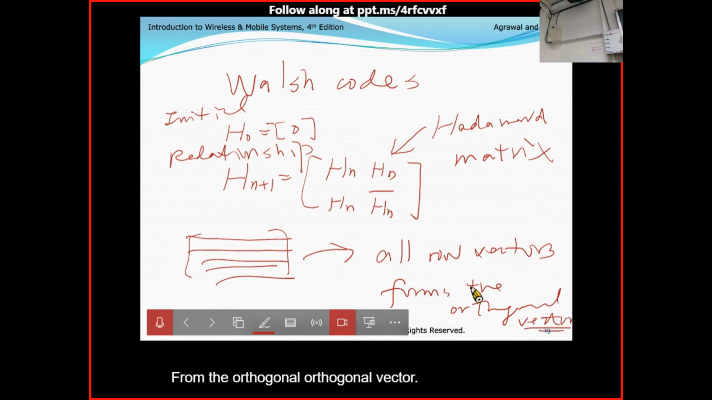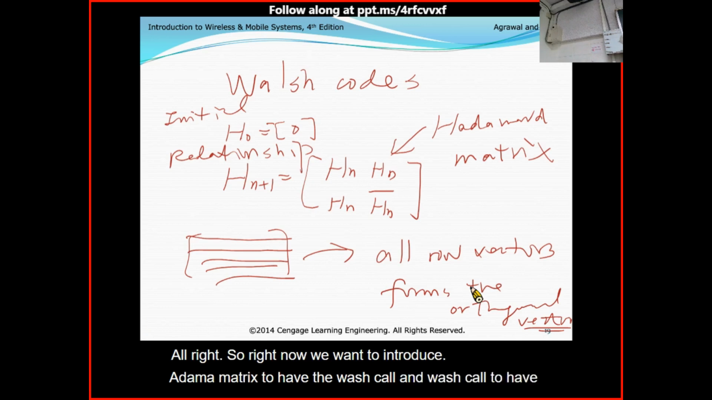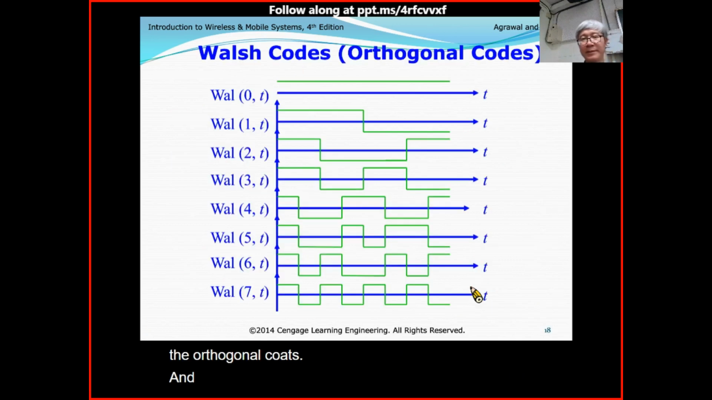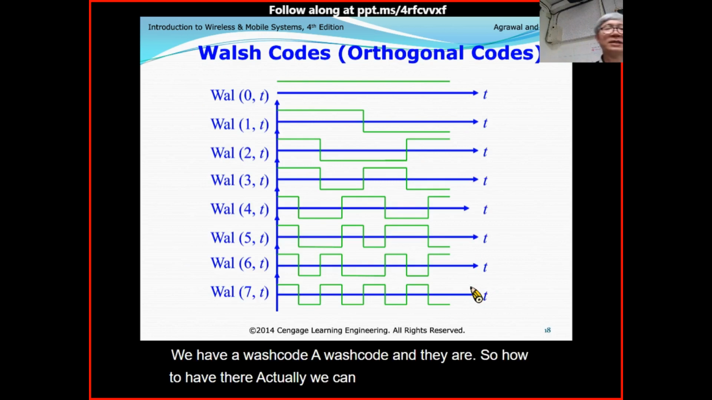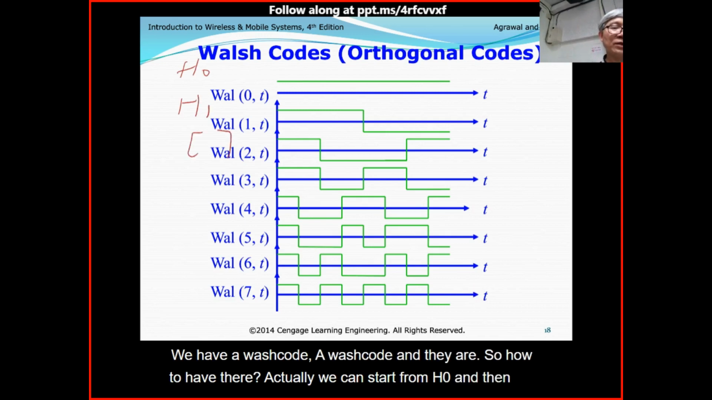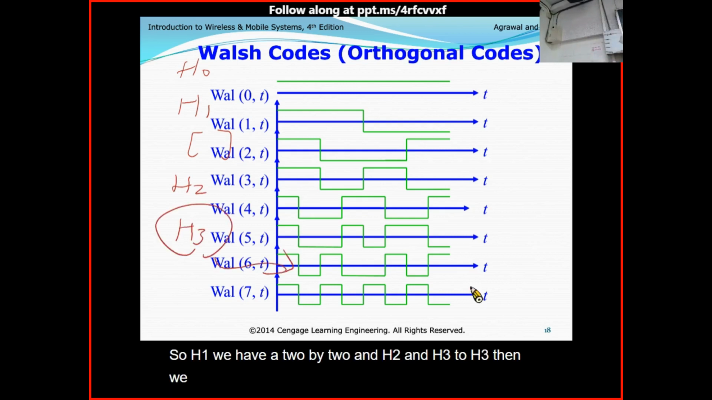All right, so right now we want to introduce a Hadamard matrix to have the Walsh code, and Walsh codes to have the orthogonal codes. And for example here, we have a Walsh code, and Walsh code, and they are orthogonal. So how to have that? Actually, we can start from H0, and then H1. So H1 we have a 2 by 2, and H2 and H3. To H3, then we can have the 8 vectors.